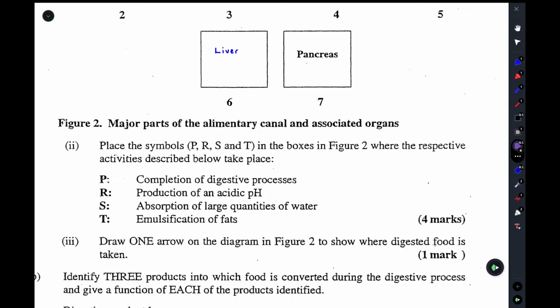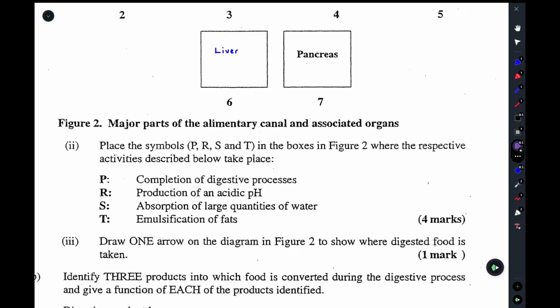In this part 2, place the symbols P, R, S, and T in the boxes in figure 2 where the respective activities described below take place. Completion of the digestive process, which will be the ileum, right? Digestion is completed in the ileum. Production of an acidic pH would be the stomach. Absorption of large quantities of water will be the large intestine. And the emulsification of fats takes place in the duodenum.